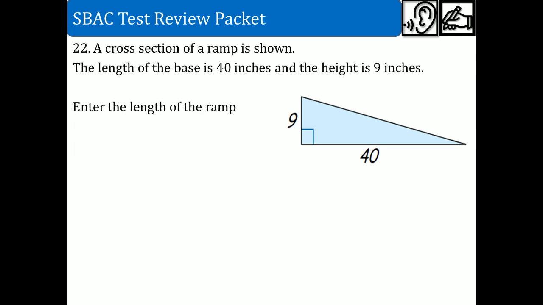Welcome. This is the SBAC test review packet solutions. Here, this is going to be covering page 8, which is covering questions on chapter 7 and chapter 8.